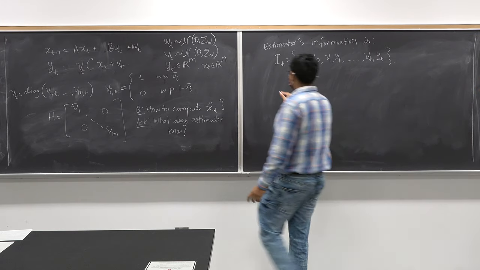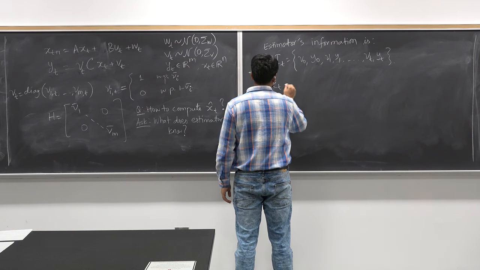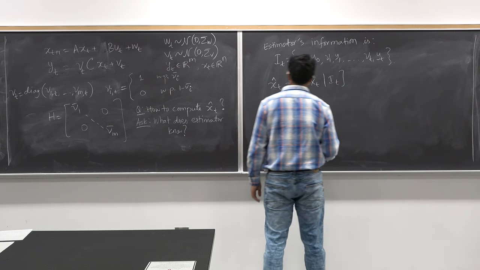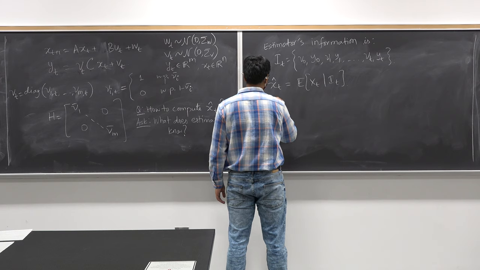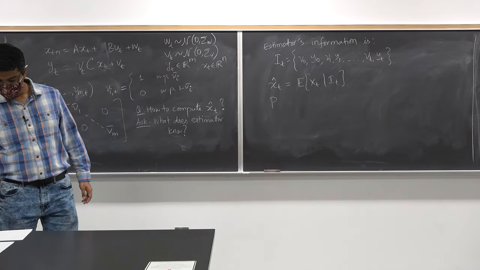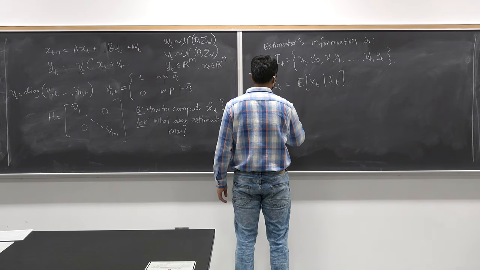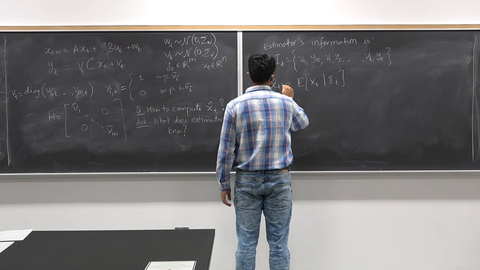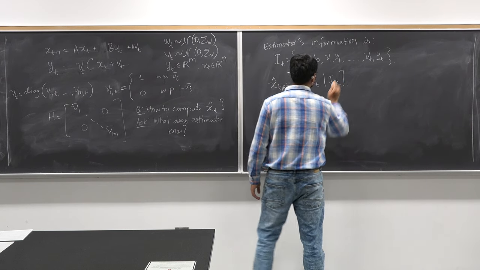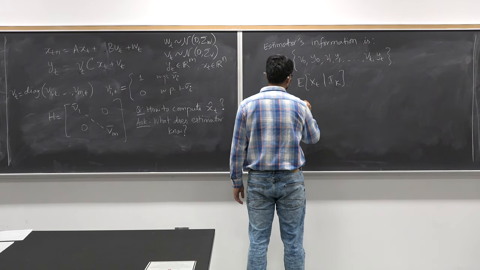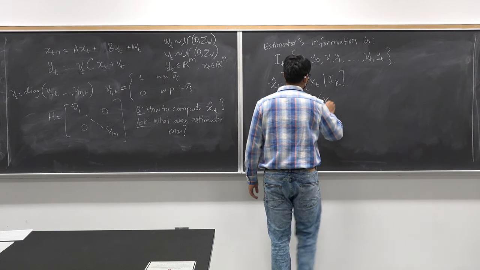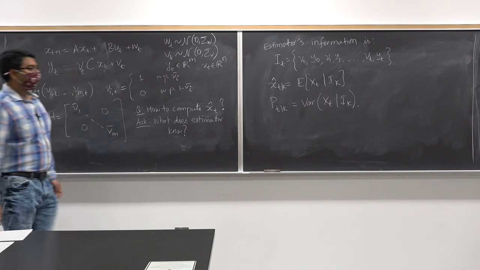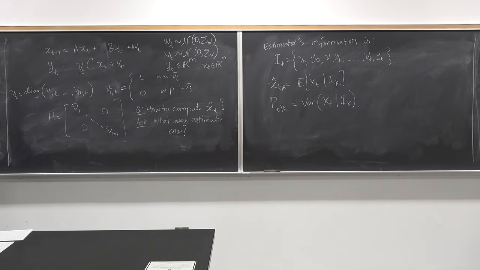And now it's easy to define your x hat t to be the expected value of x_t given I_t. And then I'm going to use the notation x_{t|k}, which is the expected value of x_t given I_k, and P_{t|k} is the covariance of x_t given I_k. Typically, k would be either t or t minus 1.